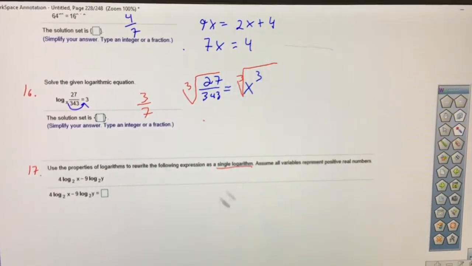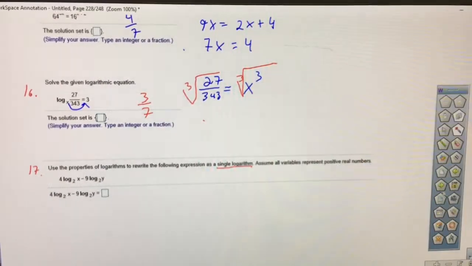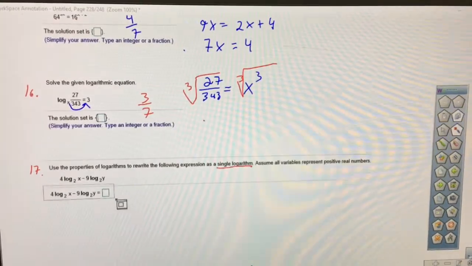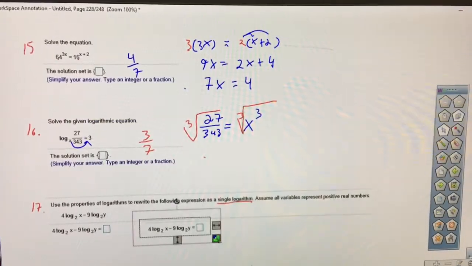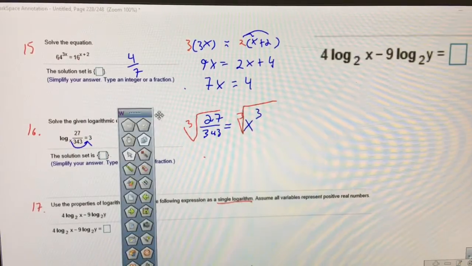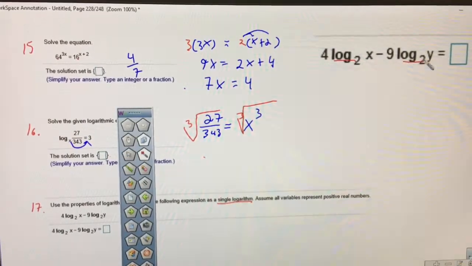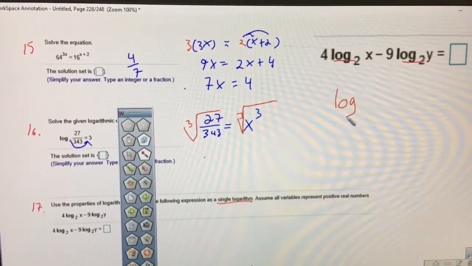As a single logarithm. So I'm going to use properties of logarithms to rewrite this as a single logarithm. I'm going to make it a little bit bigger. I'm going to work on it over here. I have a log base 2 and a log base 2. So my single logarithm is going to be log base 2.